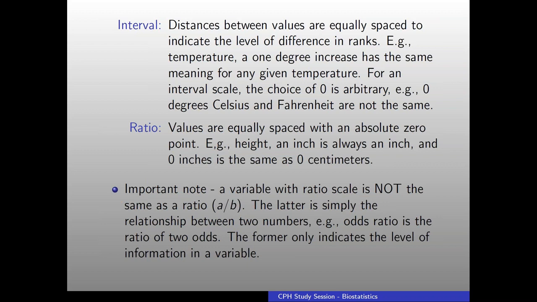So when something is a ratio variable, you have to ask yourself, are we talking about the measurement scale of the variable, or are we actually talking about the fact that this is a ratio? So for example, an odds ratio is a ratio of two odds, but it may not necessarily be on a ratio scale.